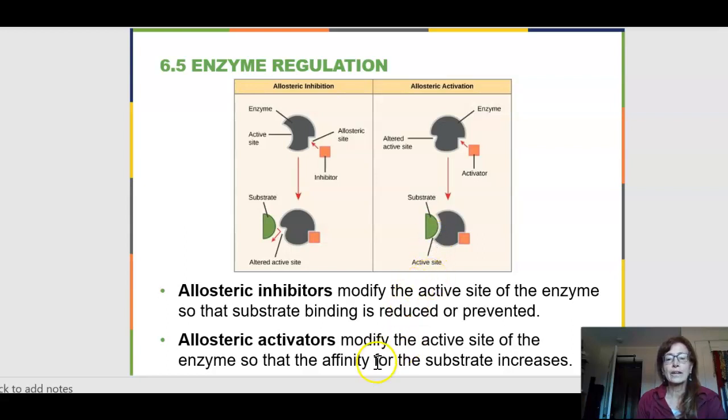Now, they use a term down here, affinity. So it says modify the active site of the enzyme so that the affinity for the substrate increases. That just means that now it's able to do that. It has this ability now to pick up that substrate because it has been allosterically modified to change.